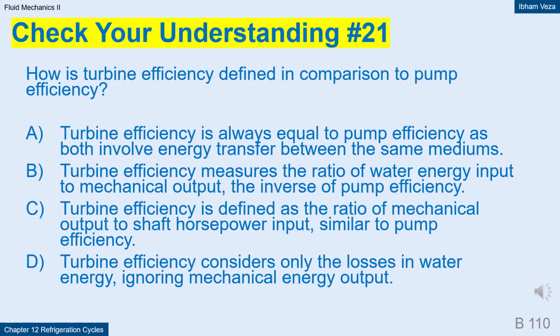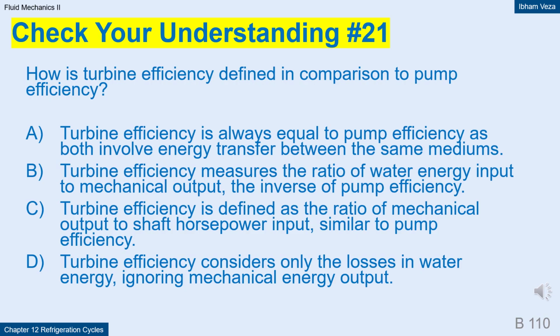Explanation of incorrect options. Option A. Turbine efficiency is not equal to pump efficiency. They are inversely related, with one focusing on water energy input and the other on mechanical energy input.